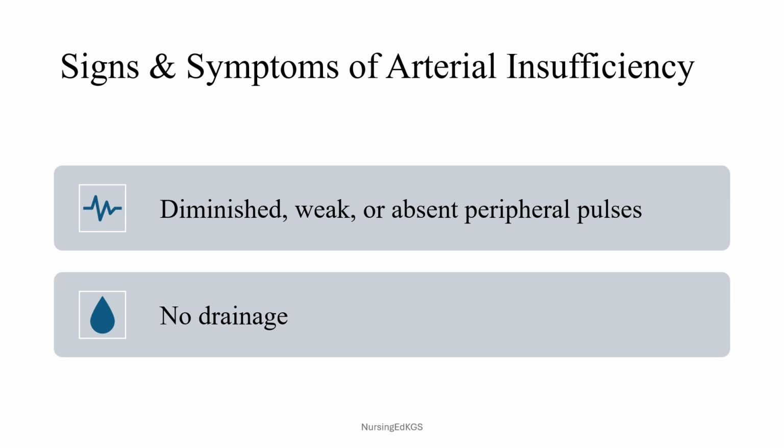to the tissues, as well as these ulcers that are associated with arterial insufficiency really tend to be dry with minimal to no drainage. The tissue around the ulcers often becomes necrotic due to the lack of blood supply, leading to a dry and often blackened appearance.